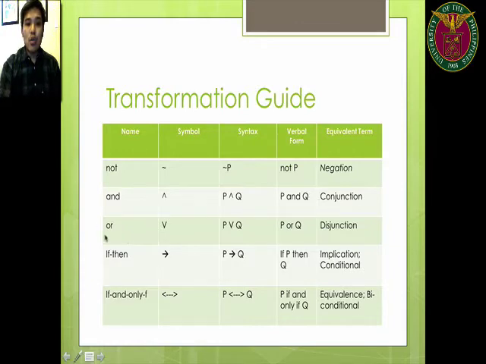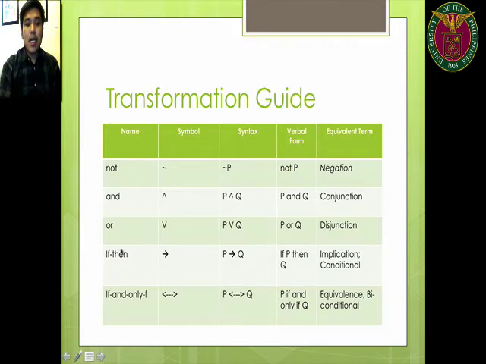The next is or, whose symbol is somewhat like a V. The way you use or is you connect two propositions P and Q with it. It is read as P or Q. The equivalent term for or is disjunction.